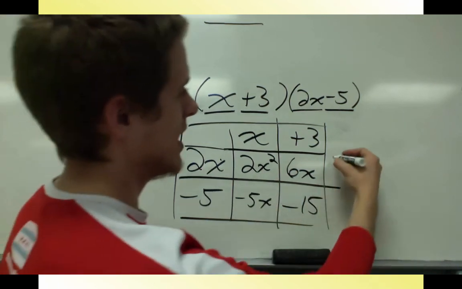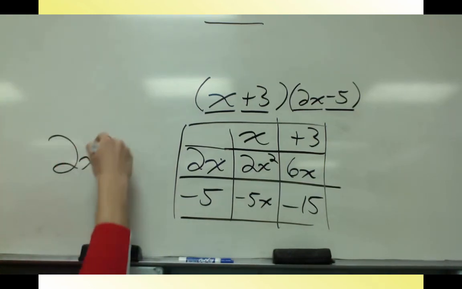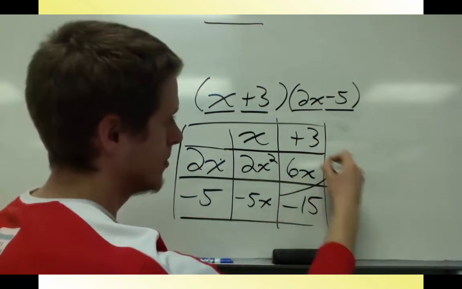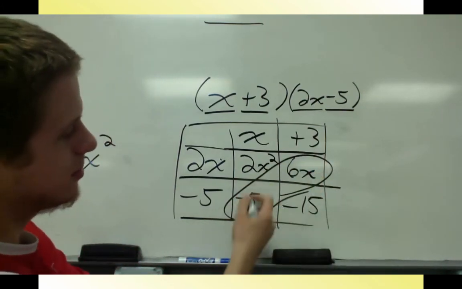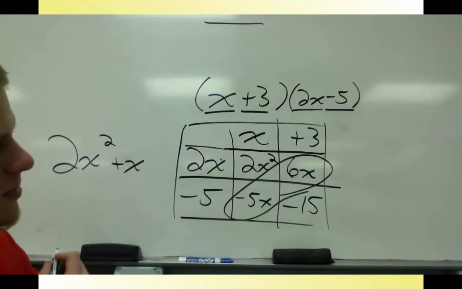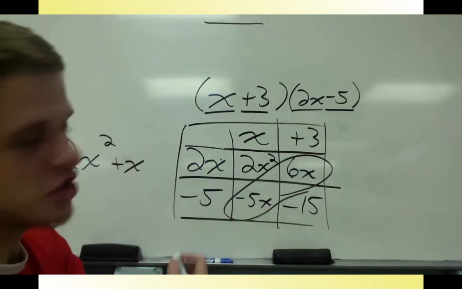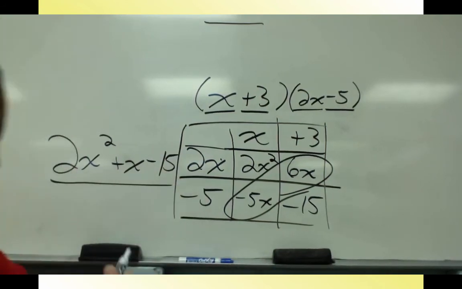So 2x squared is by itself, and our final answer. We'll combine like terms for our middle term. They both have x's on them. So 6 plus a negative 5, we're just left with plus x. And then our last term, minus 15. That is your final answer.